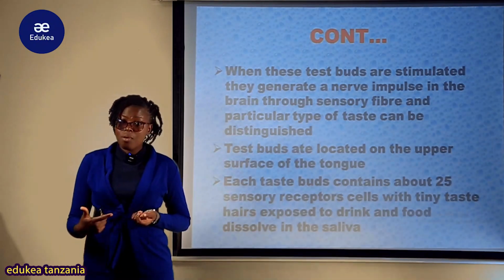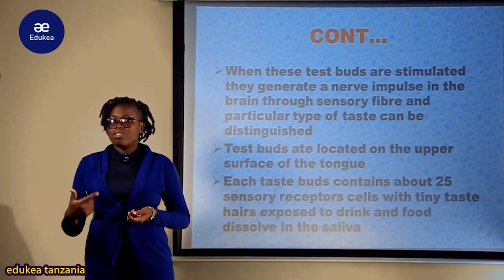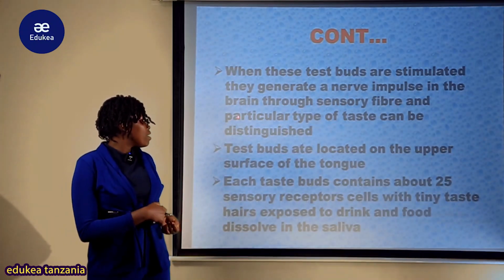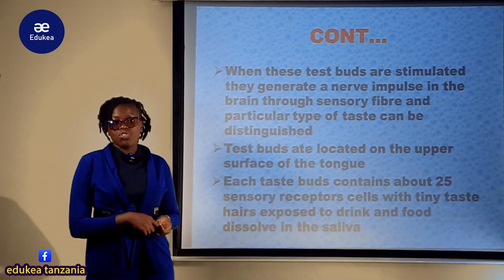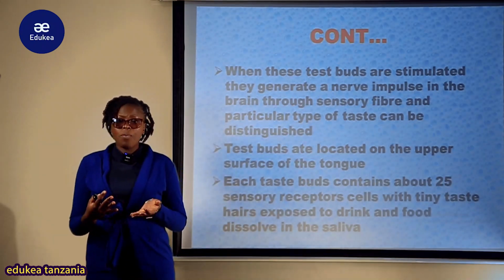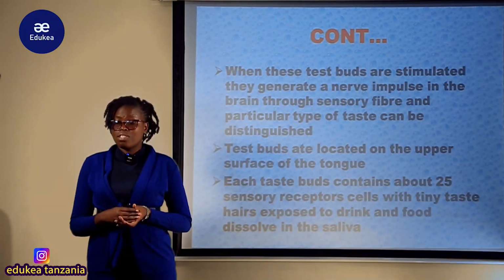So this nerve impulse are transmitted to the brain through the sensory fiber or sensory neuron. Na hivyo a particular type of taste can be distinguished. Na baada hapo a particular type of taste can be distinguished. Kwa mfano umeona kabisa hapa embe ni chachu, taarifa inapelekwa by the sensory cell.